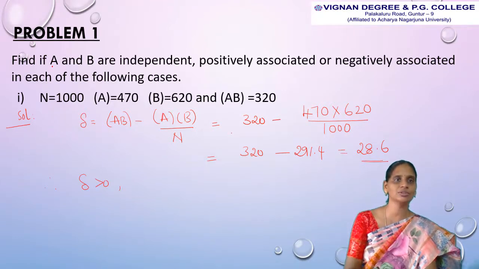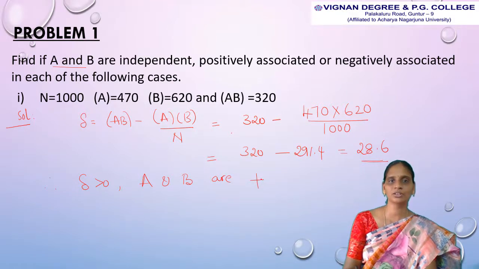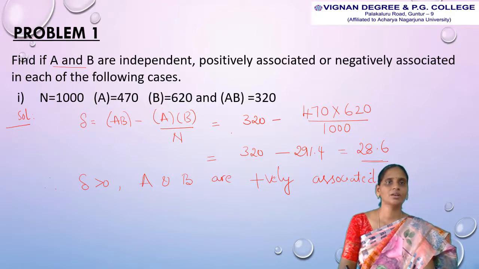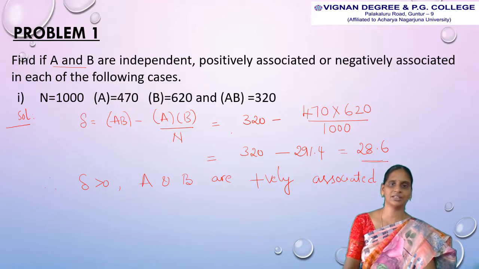So the attributes A and B are, this value is positive. So that means A and B are positively associated. So this is the first case.